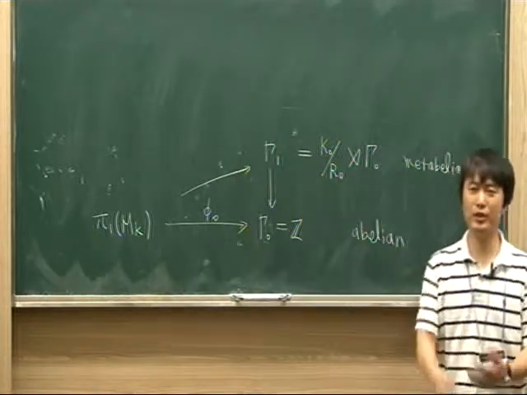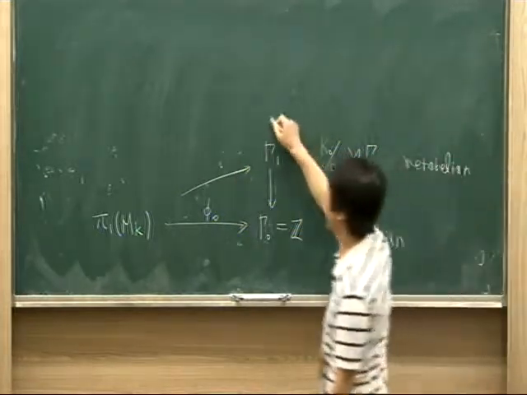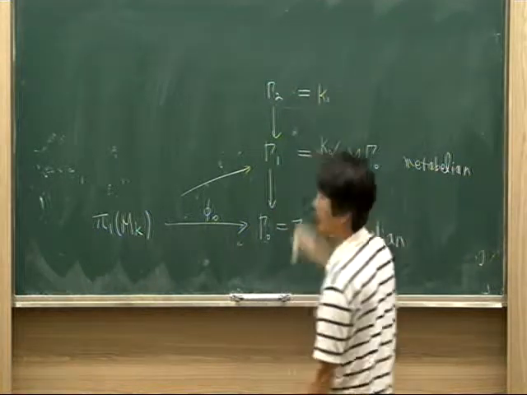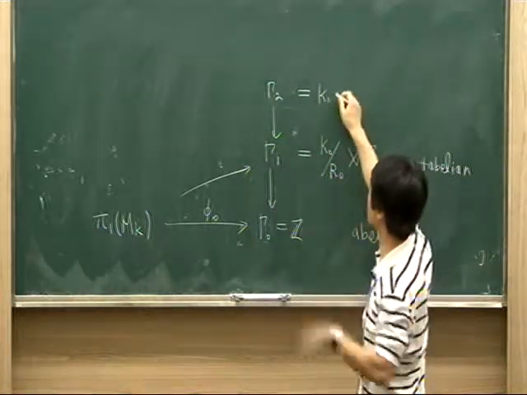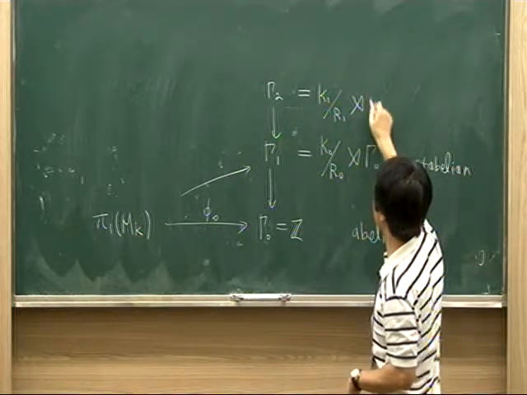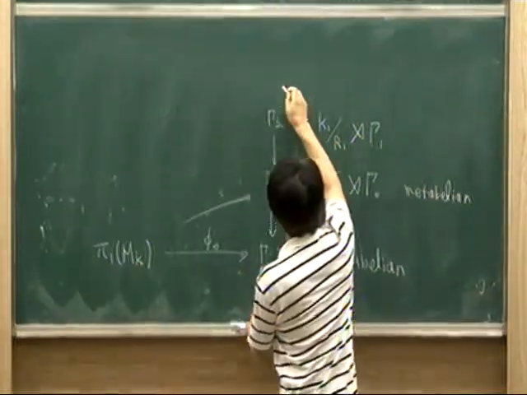And then they iterated this construction. So we have gamma 2, which is defined as, whatever it means, K1 mod R1 semi-direct product gamma 1, and more.